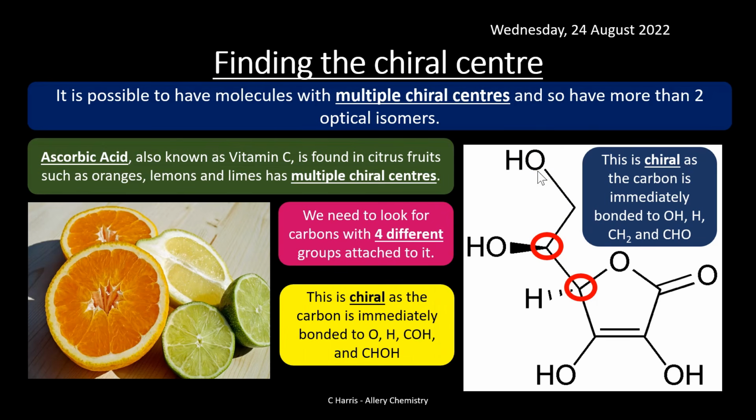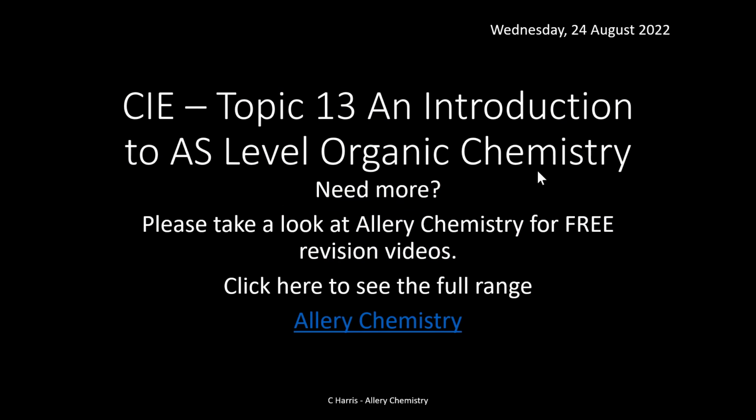There's another one. This is definitely chiral as the carbon is immediately bonded to an O, an H, a COH, and a CHOH as well. So these are definitely all chiral. The key thing is to look for a carbon with 4 different groups coming from it and go as far along the line as you need. So this one could have 2 enantiomers each, for each of them. So that's an introduction to AS level organic chemistry.